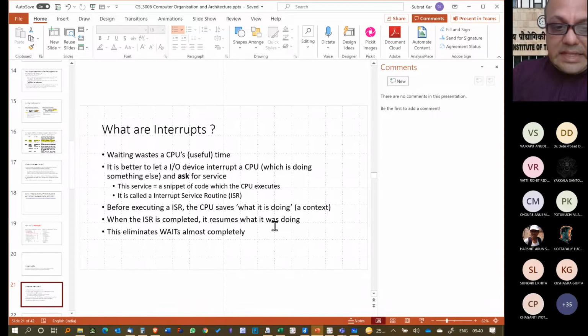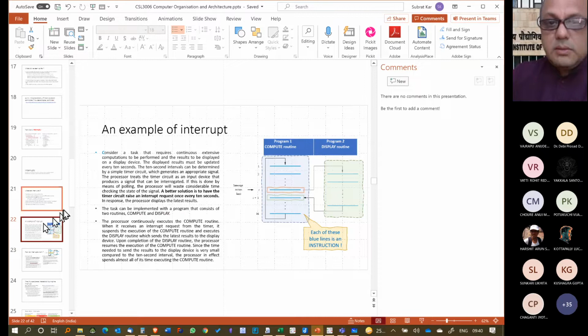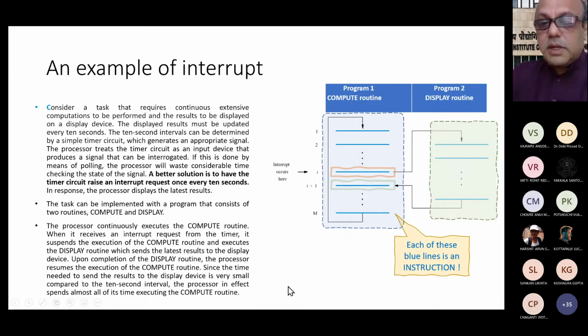And this method of servicing a peripheral when it needs that service eliminates waits completely. Fine. So let us look at how interrupts work. Now I will put it in slide mode because it's so small that without a spectacle I also can't read it. Okay, so consider the same two tasks, compute and display.